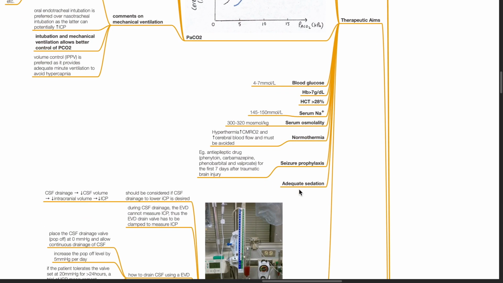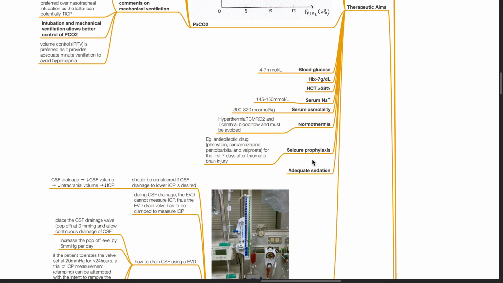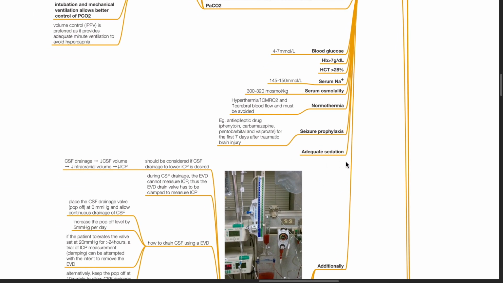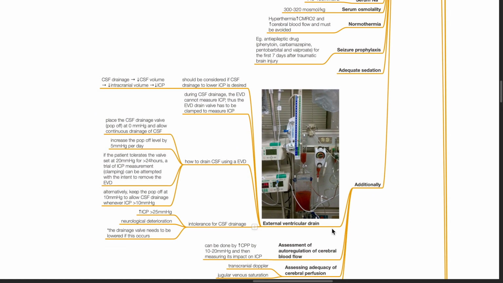Seizure prophylaxis with anti-epileptic drugs such as phenytoin, carbamazepine, pentobarbital, and valproate for the first 7 days after traumatic brain injury. Adequate sedation. Additionally, external ventricular drain should be considered if CSF drainage to lower ICP is desired. CSF drainage results in decreased CSF volume, decreased intracranial volume, and reduced ICP. During CSF drainage, the EVD cannot measure ICP, thus the EVD drain valve has to be clamped to measure ICP.